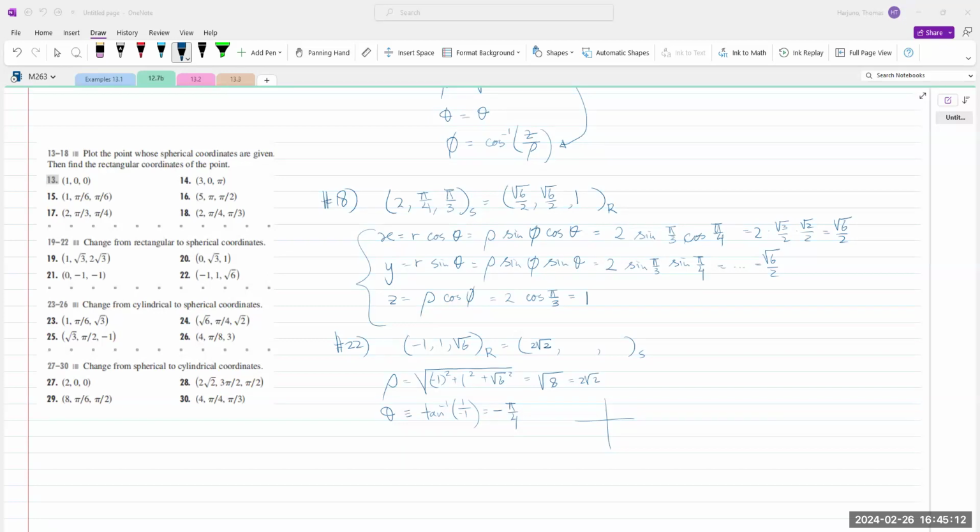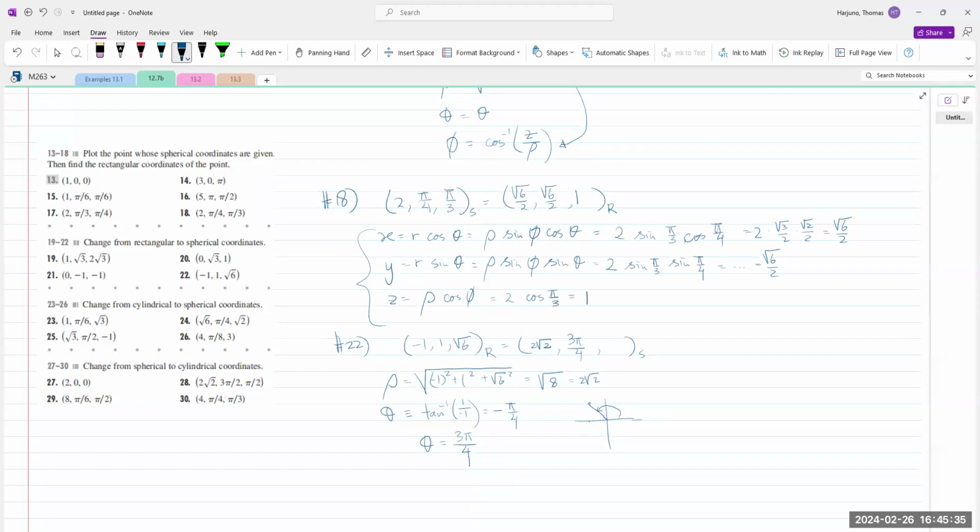Okay, so x is negative 1, y is 1. So the angle theta will be 3 pi over 4. So theta equals 3 pi over 4, not negative pi over 4.